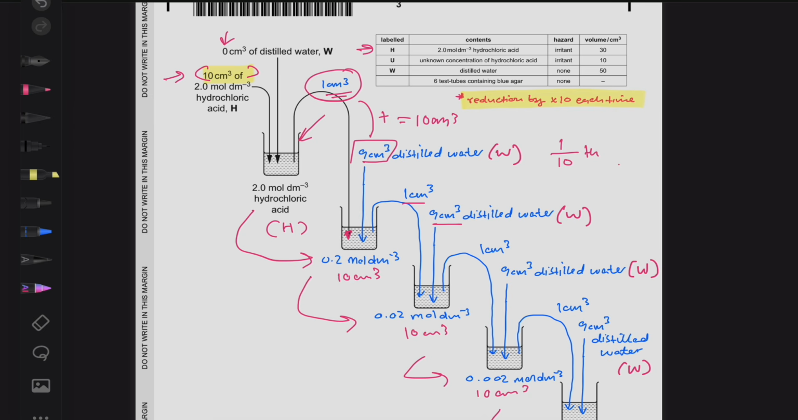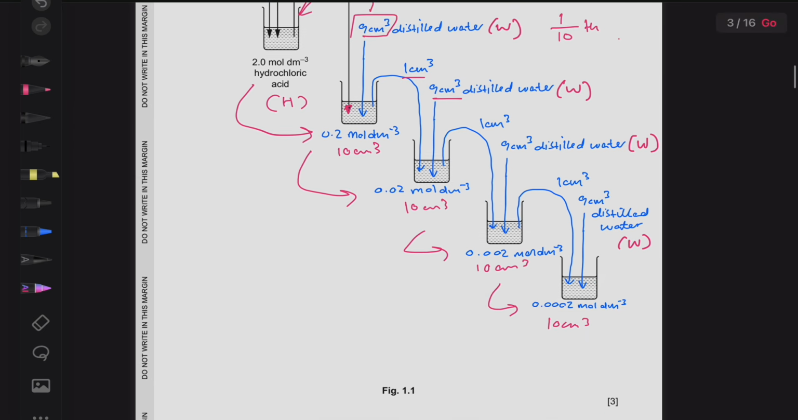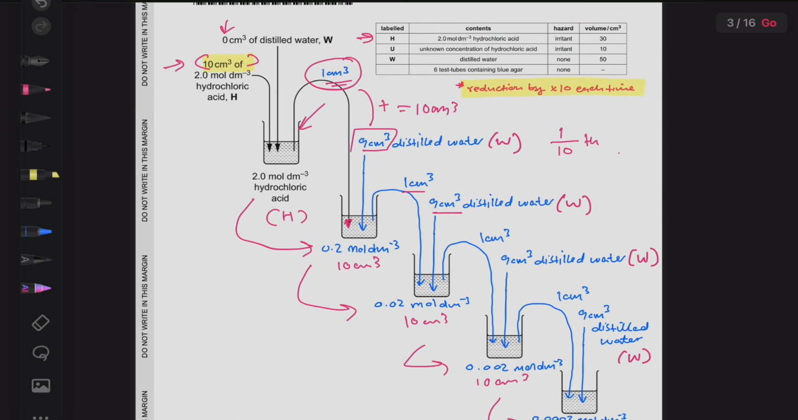So where do we get the marks for this, right? This is a 3 marker. Our first mark is for correct concentrations. Our second mark is for transferring 1 cm³ of the previous solution to the next one each time. And our third mark is for adding 9 cm³ of distilled water each time. Okay?